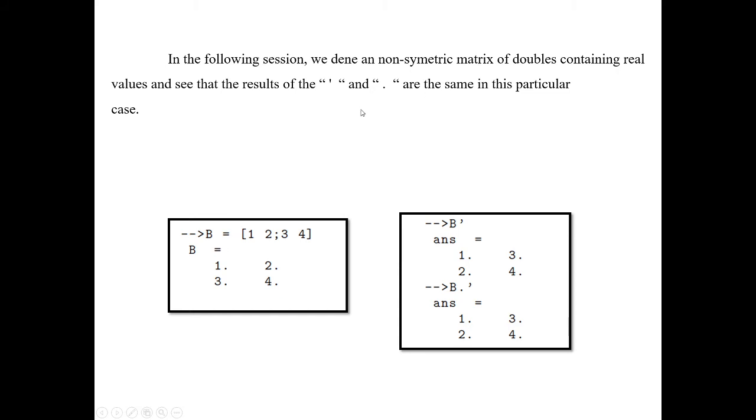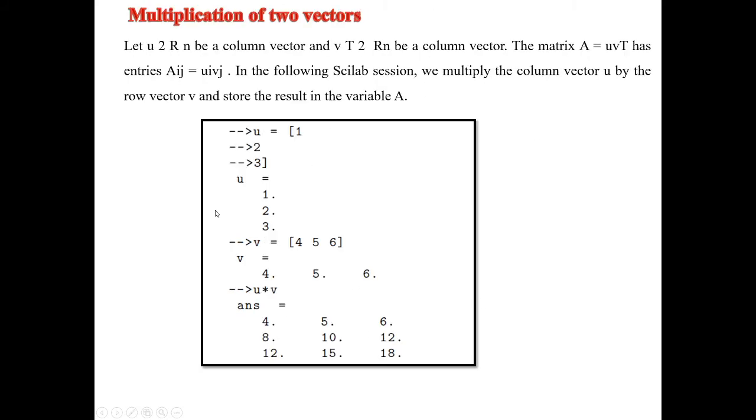Same particular case. Multiplication of two vectors. You know how the multiplication of the matrix will be. This is the matrix U, which is given as, let U and V be column vectors of size n, right?